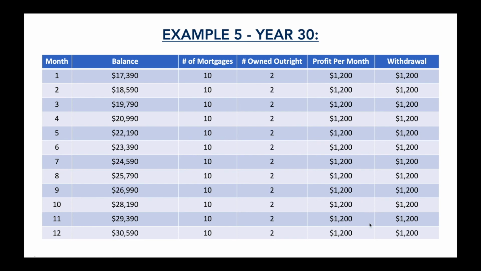And finally, in year 30, your profit per month is $1,200 and your withdrawal is $1,200. Now remember, you're withdrawing $1,200 per month, and you're also not investing $1,000 per month that you had been. So essentially, you're netting $2,200 more than you had been previously because you've stopped saving $1,000 per month and you're making $1,200 per month in withdrawals.